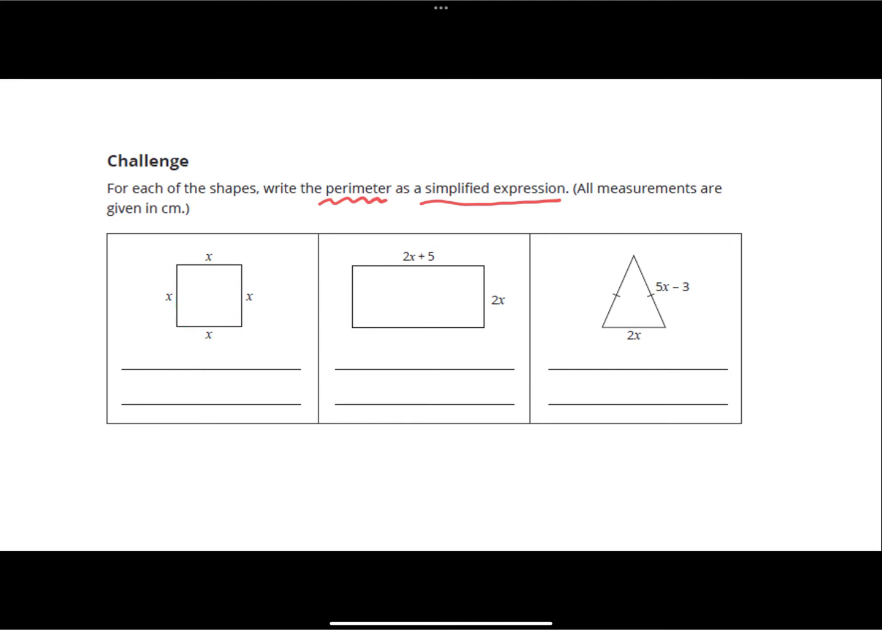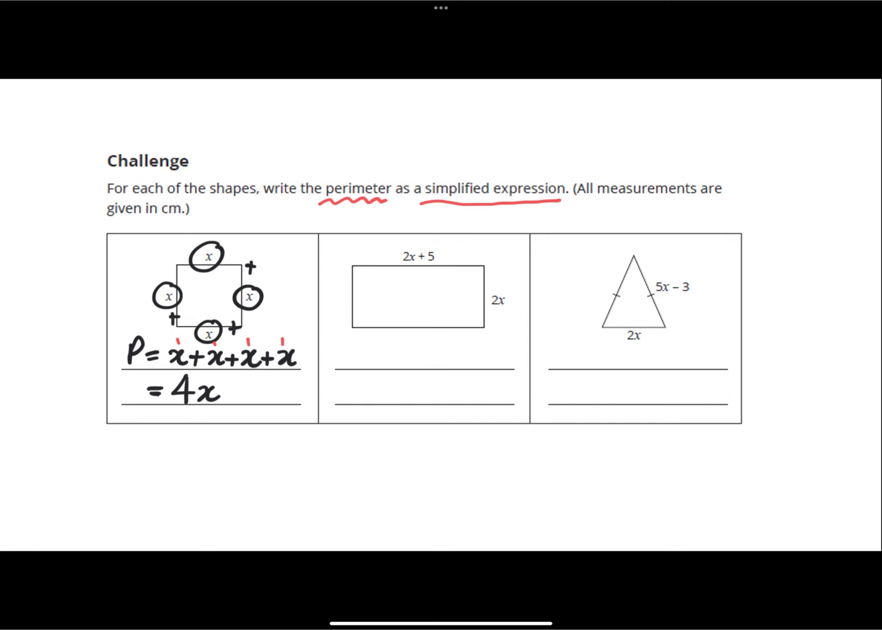So my perimeter, I'm just going to use P for perimeter. So perimeter equals this one, which is an x, plus this one, plus this one, plus this one. I've seen this before. Let's see. I have 1, 2, 3, 4 x's. So my answer must be 4x. Let's look at our next one.